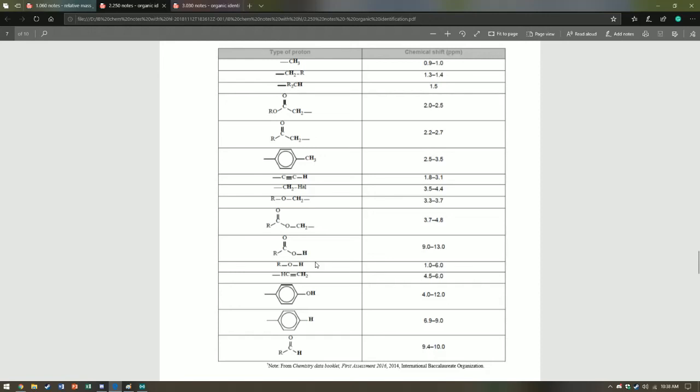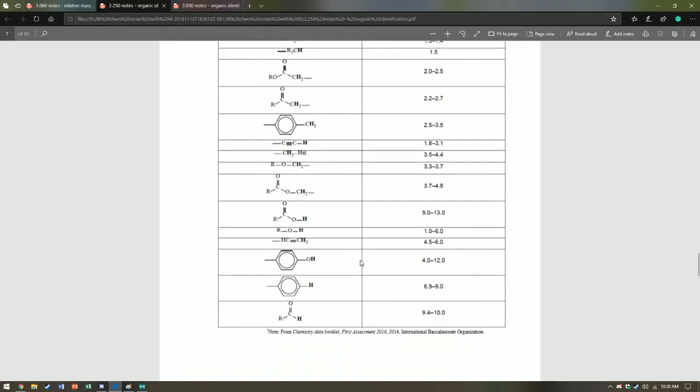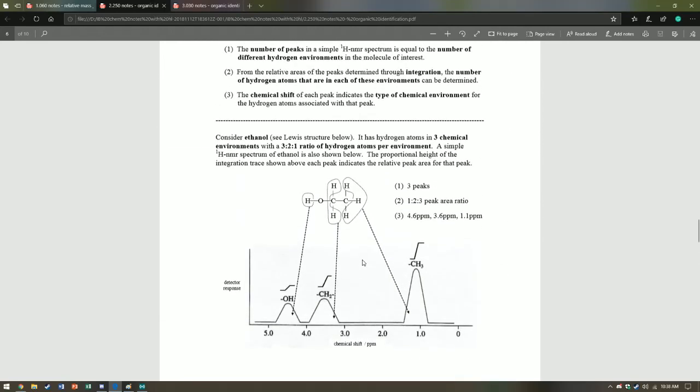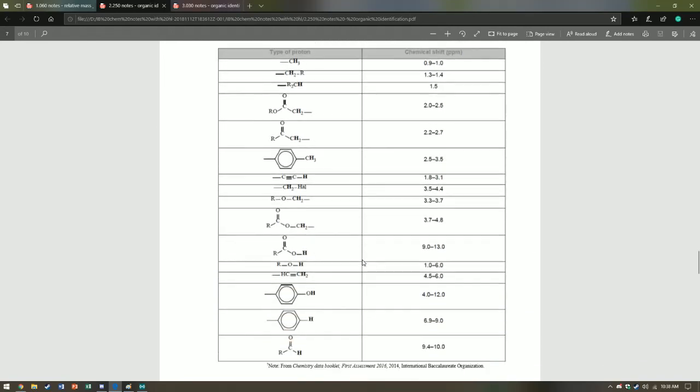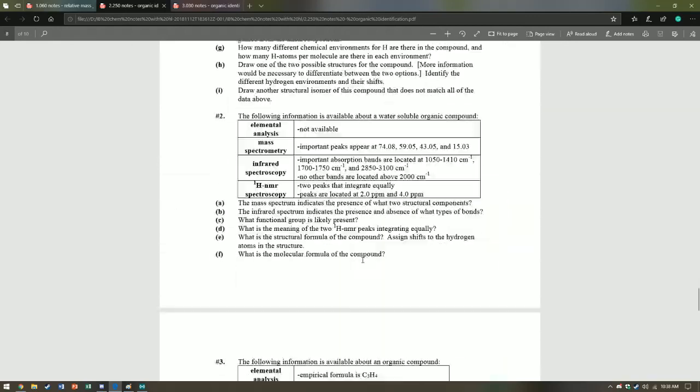I'll probably do a whole separate video, or a couple of videos even, explaining how you use these analytical techniques to determine what a compound is. But that's how it works, and what you need to know off the IB syllabus.